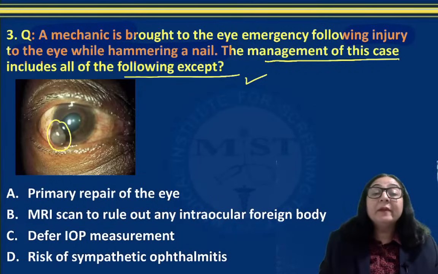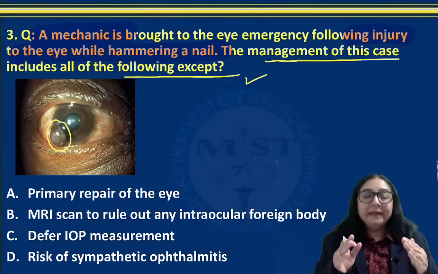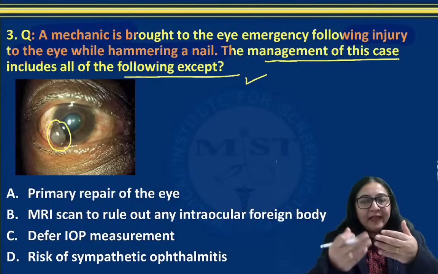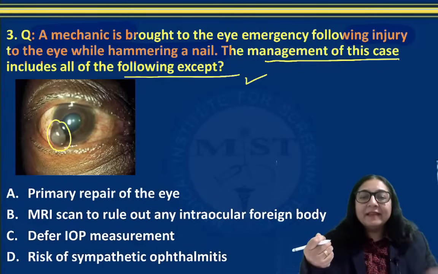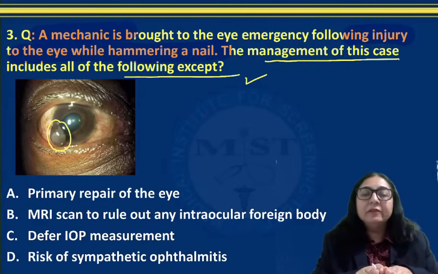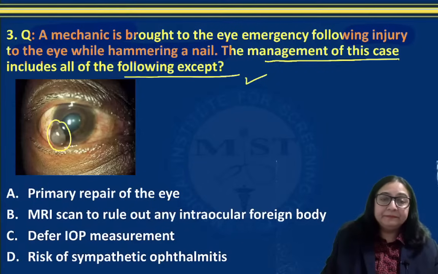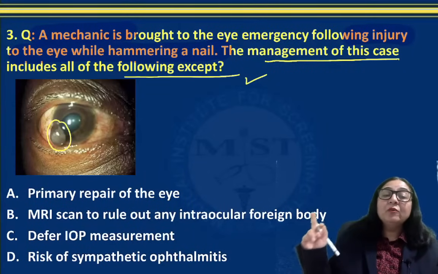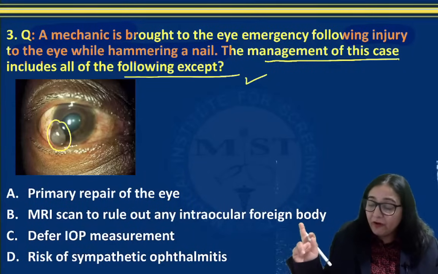First, primary repair of the eye. So that should be done. Primary repair means that you will suture this laceration. Okay? Because you want a primary healing of the wound. So that should be done. Next, MRI scan to rule out any intraocular foreign body.